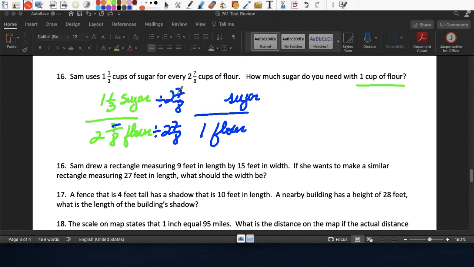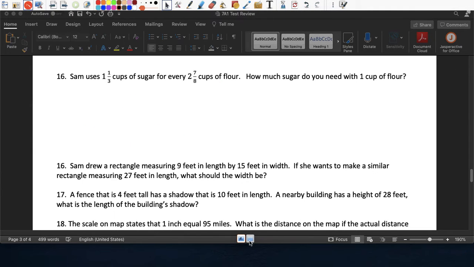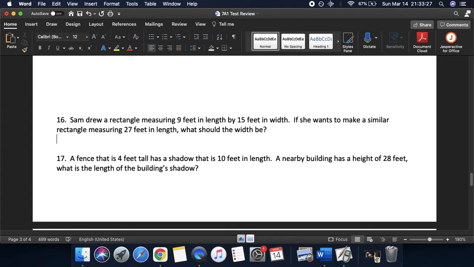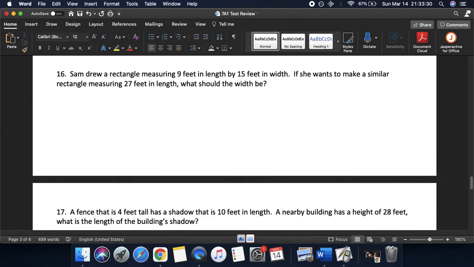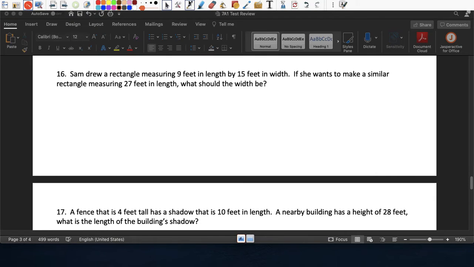And we're going to divide the top by the same. So 1 1/3, make sure it's 1 1/3 divided by 2 7/8. And you get 32 over 69 cups of sugar. Okay, so that's how much you need if you were to use 1 cup of flour. So again, it's a unit rate question. Sam drew a rectangle. Okay, hang on a second. When Sam draws, you draw.